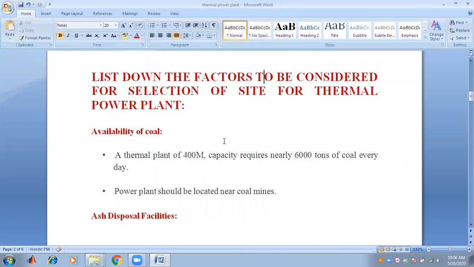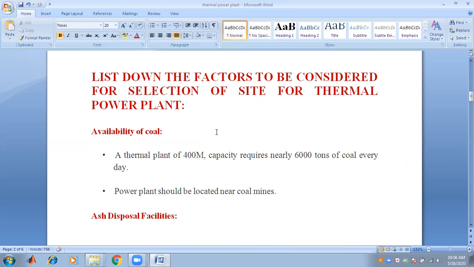So the first consideration is the availability of the coal. Is this coal available or not? A thermal power plant of 400 megawatt capacity requires nearly 6,000 tons of coal every day. Statistics say that a thermal power plant having a capacity of 400 megawatt needs 6,000 tons of coal every day.